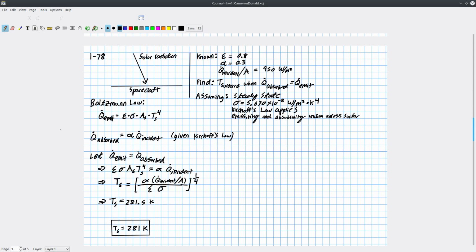Here we're trying to find the temperature at the surface of a spacecraft when the emitted energy is equivalent to the absorbed energy. So we're going to use Boltzmann's law and also Kirchhoff's law, set the Q emitted and the Q absorbed equal to each other using our givens. And then we can find the temperature of the surface by rearranging, based on a steady state constant there, and that the emissivity and absorptivity we were given are constant across this whole surface.